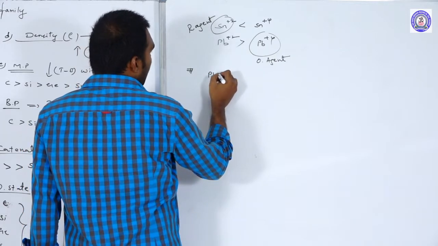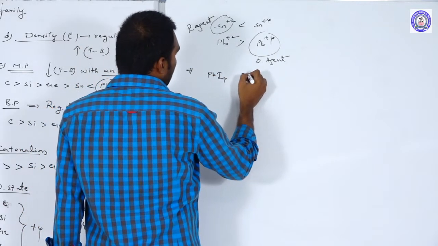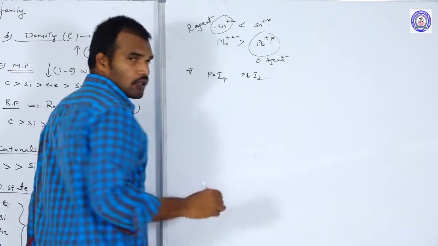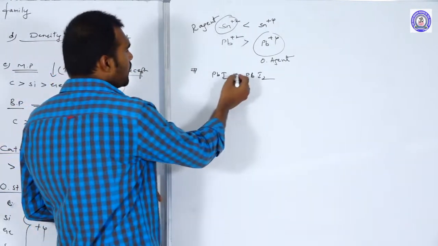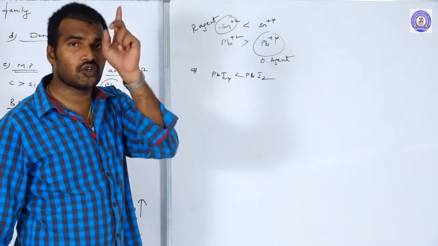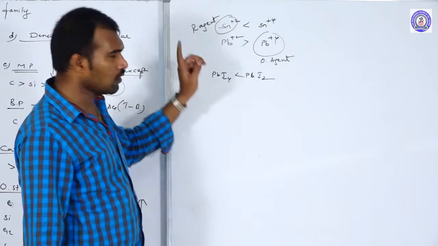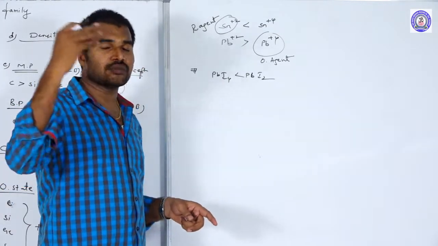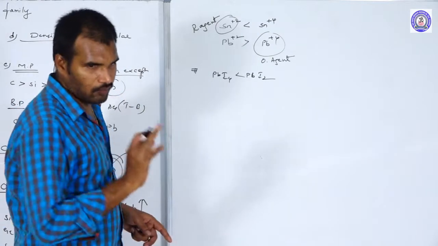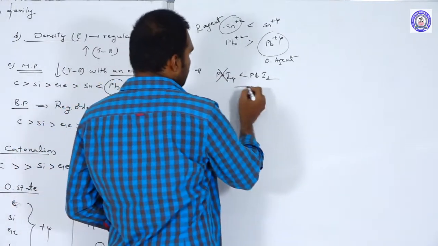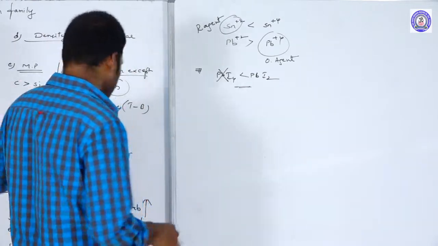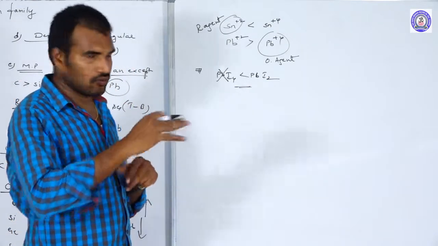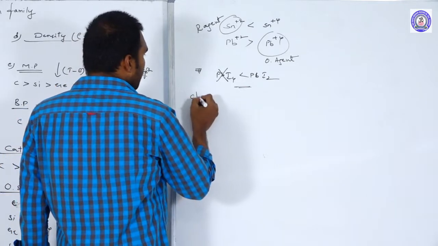Here one more question we can answer. PbI4 and PbI2: which is a stable compound of lead? PbI2 is the stable compound. PbI4 does not exist because of Pb+4; lead will always exist in the +2 form only, so PbI4 will not exist. So this is about the oxidation states of group 14 elements.